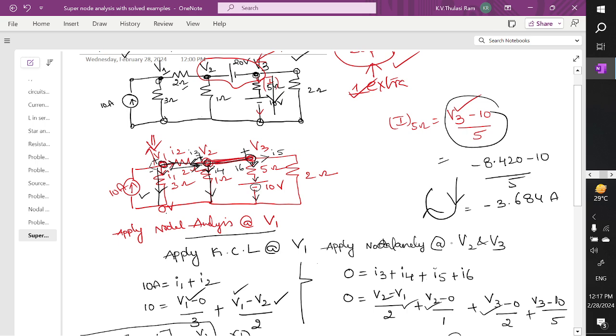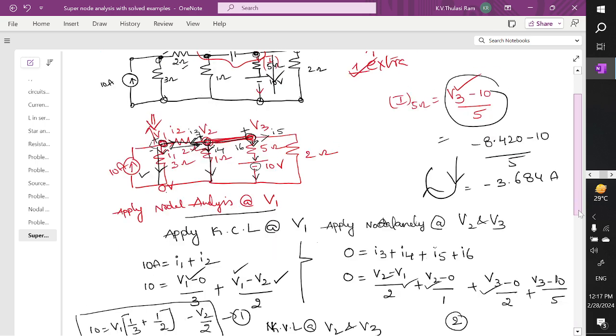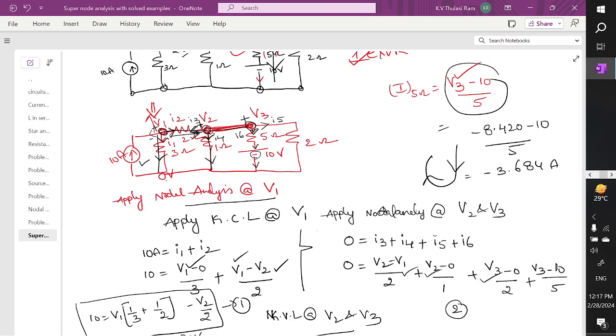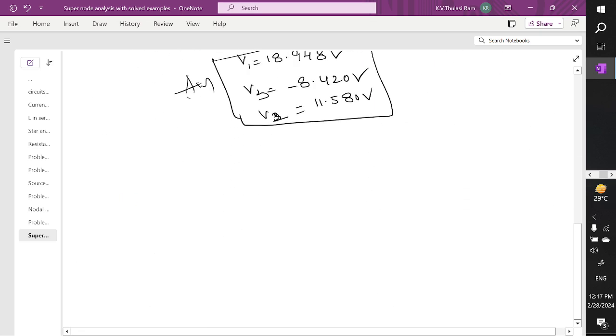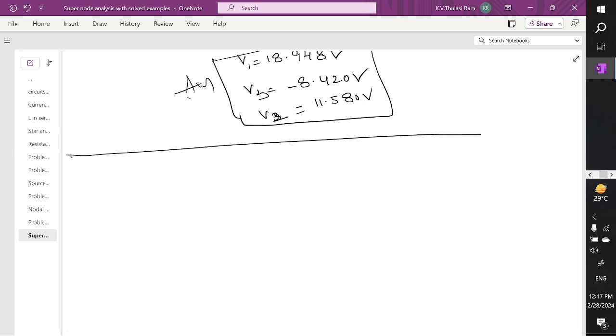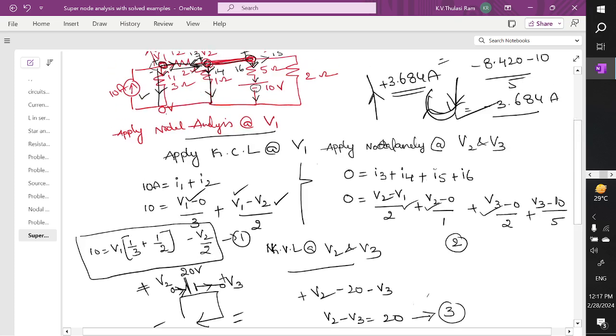Let's try to see here. So the current is flowing from top to bottom as 3.6. Reversed also you can take, it can move from down to top, then you can write plus 3.684 amperes. Okay, both are correct. Now let's try to solve one more problem based on this supernode analysis. So hope you are able to understand the concept.